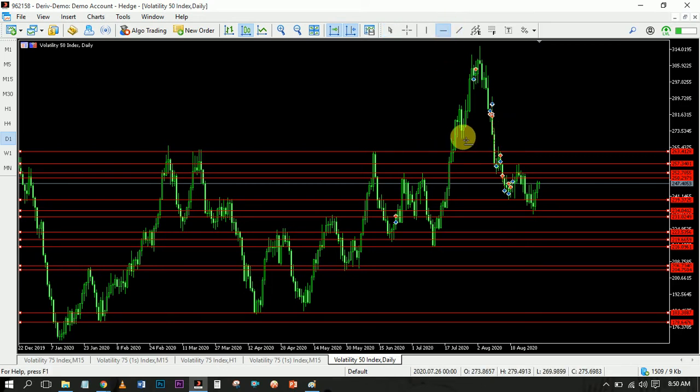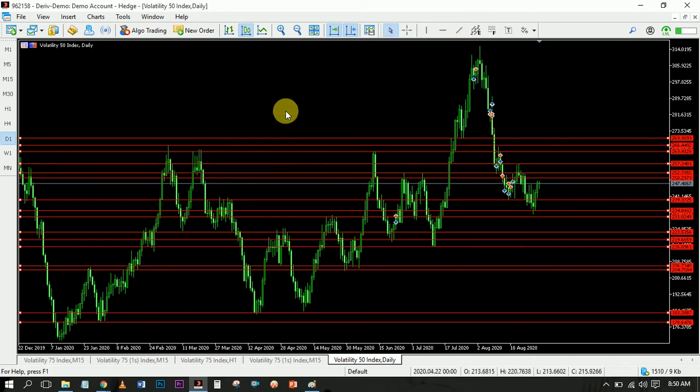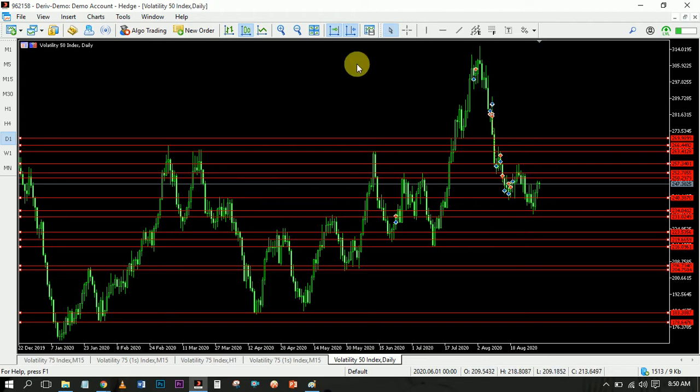Here's our daily time frame. Always make sure that when you are drawing your support and resistance, you're drawing it on a daily time frame. It's very, very essential.